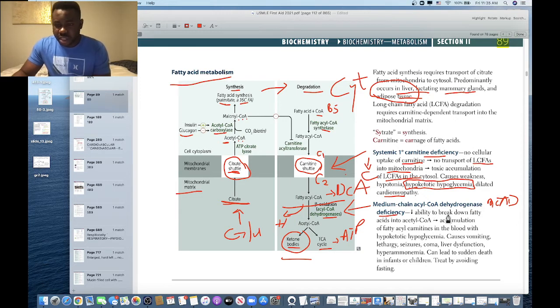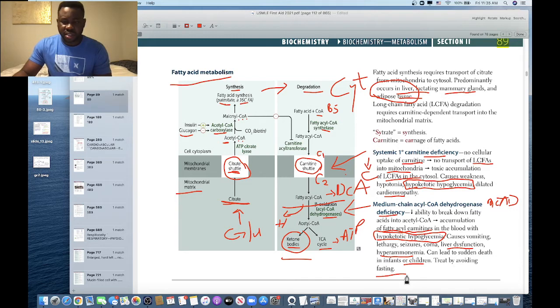Let's read here. So with this decrease in the breakdown of fat into acetyl-CoA, there's accumulation of fatty acyl carnitine in the blood, with hypoketotic hypoglycemia. This whole thing will cause vomiting, lethargy, seizures, coma. They'll have liver dysfunction and hyperammonemia. It can lead to sudden death in infants and children.